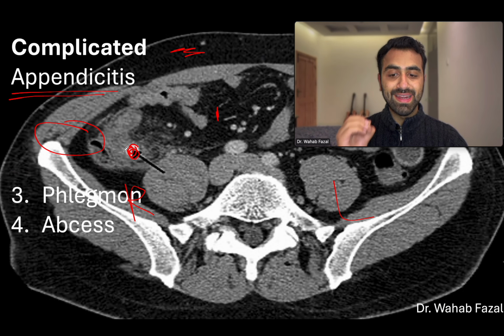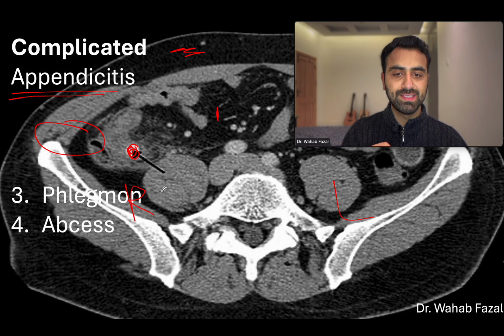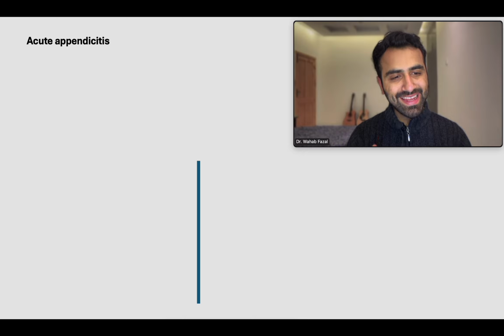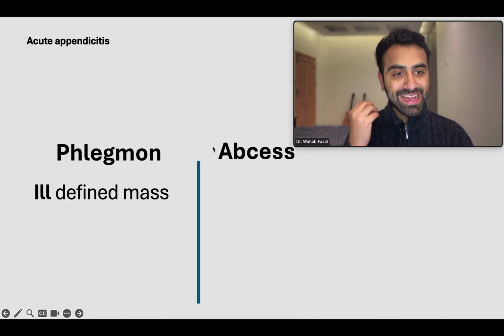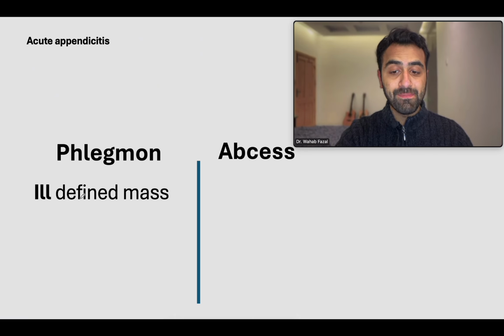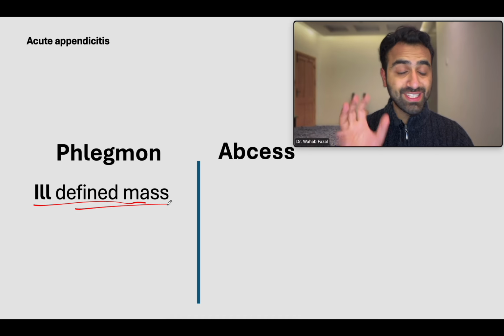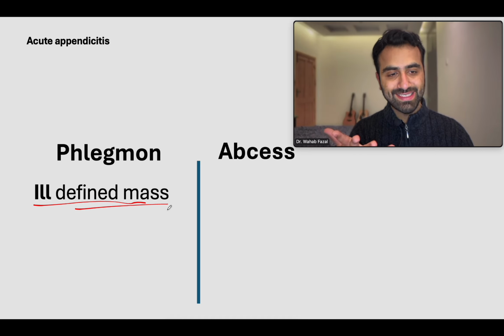So for now, let us talk about the difference between phlegmon and abscess and what both of these are. So what is exactly a phlegmon or an abscess? A phlegmon is an ill-defined mass of soft tissue inflammation. This is not a term that is specific to the appendix itself. You can have a peritonsillar phlegmon. You can have a phlegmon in your hands or your forearms.